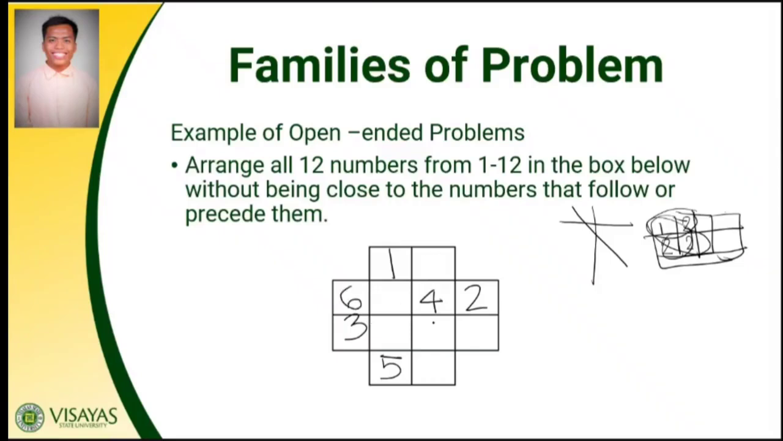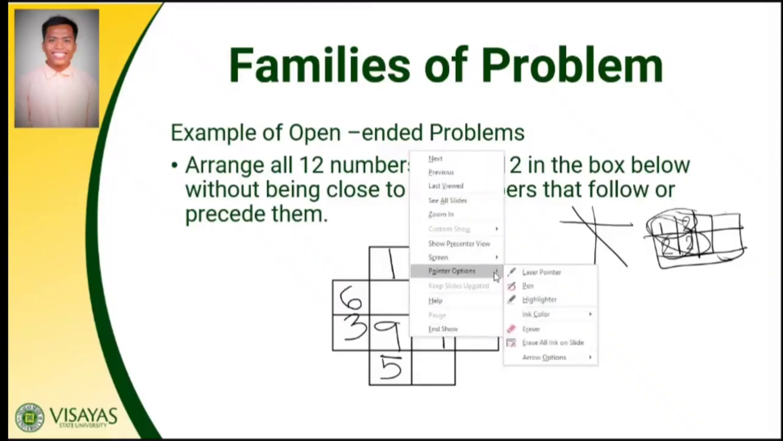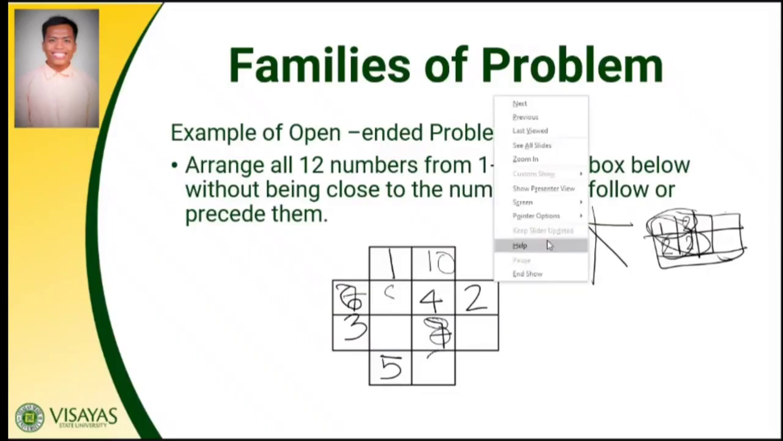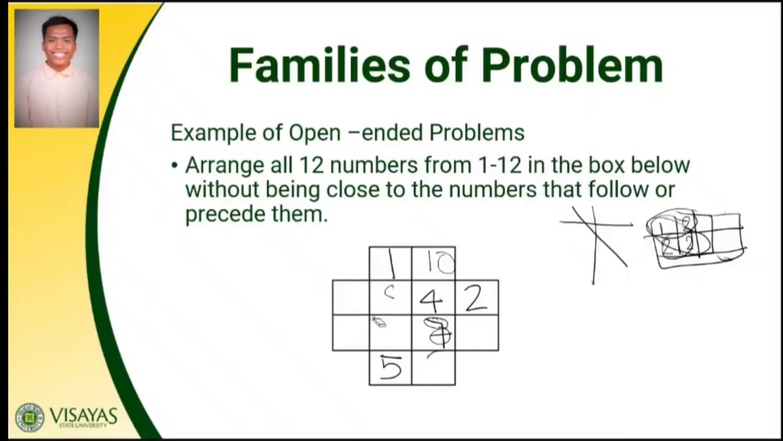Then 6, then 7, then 8, then 9. Dili pwede si 10, kay tapad man sa 9. Pwede si 10 siguro diha. Dili pwede si 8. Okay, pwede si 8 diha. Tapos, ibutang si 7 here. Dili pwede si 6. Erase, erase. Okay na, dili pwede.